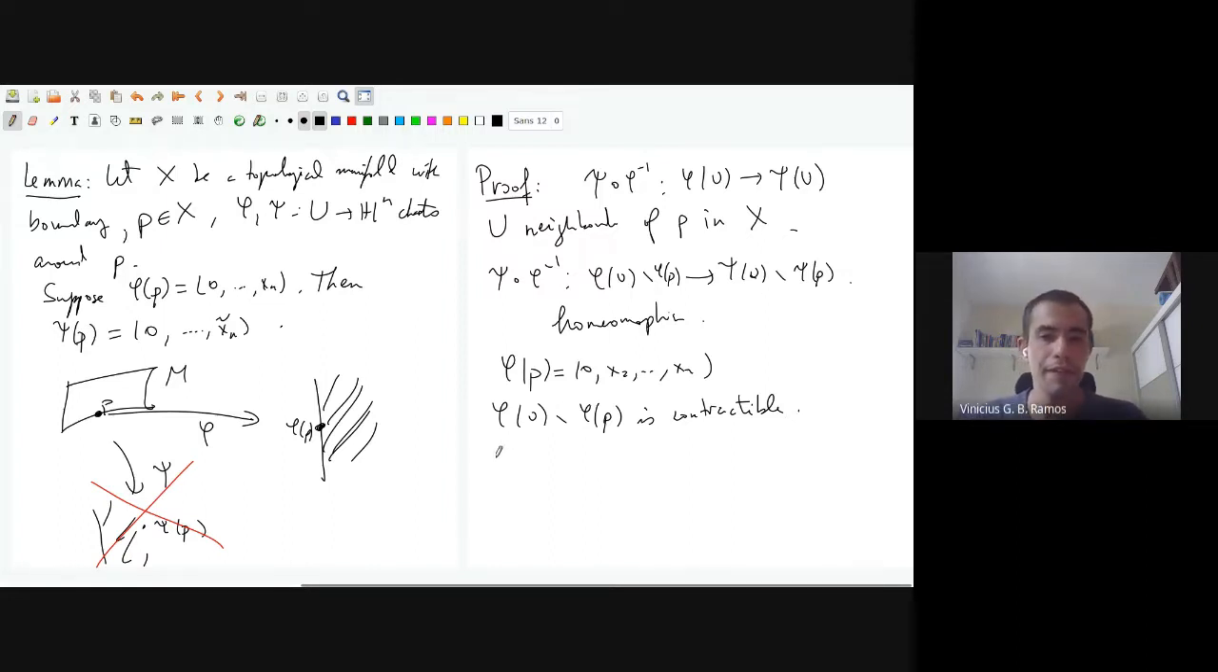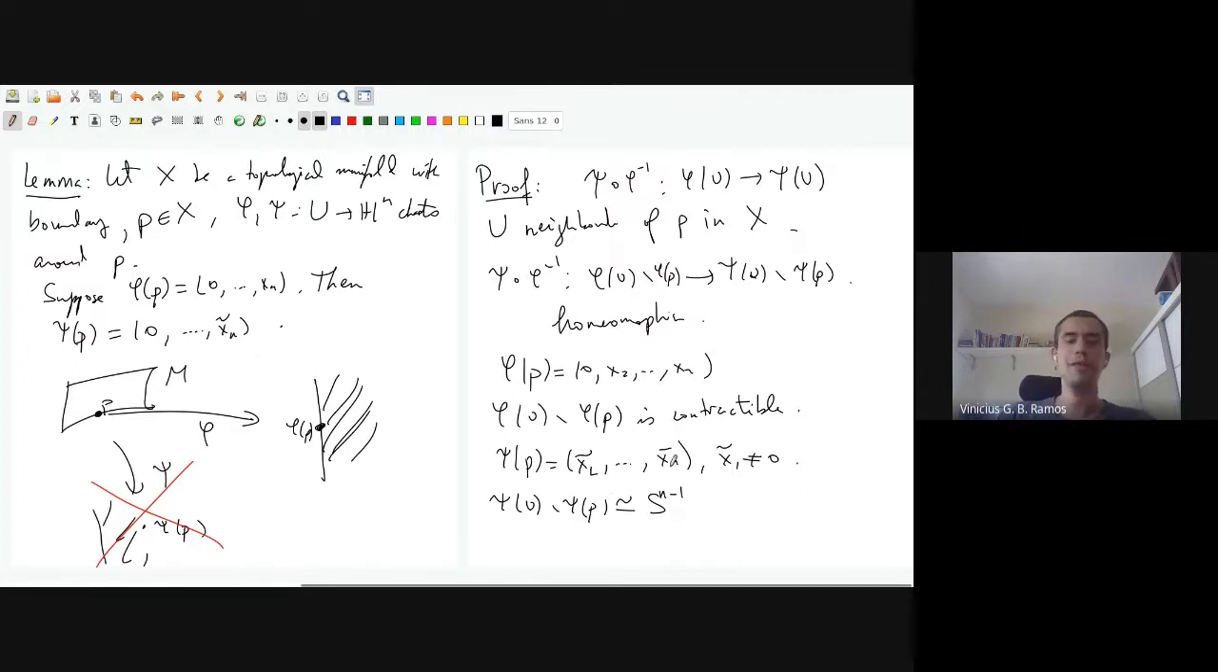And if psi of P is of the form x1 tilde, ..., xn tilde, where x1 tilde is different from 0, then psi of U minus psi of P is not contractible. In fact, it is homotopy equivalent to a sphere S^(n-1). So if there's a homeomorphism, you have a problem here. And to show you have a problem here without algebraic topology is maybe a little bit harder, but with a little algebraic topology it's possible.